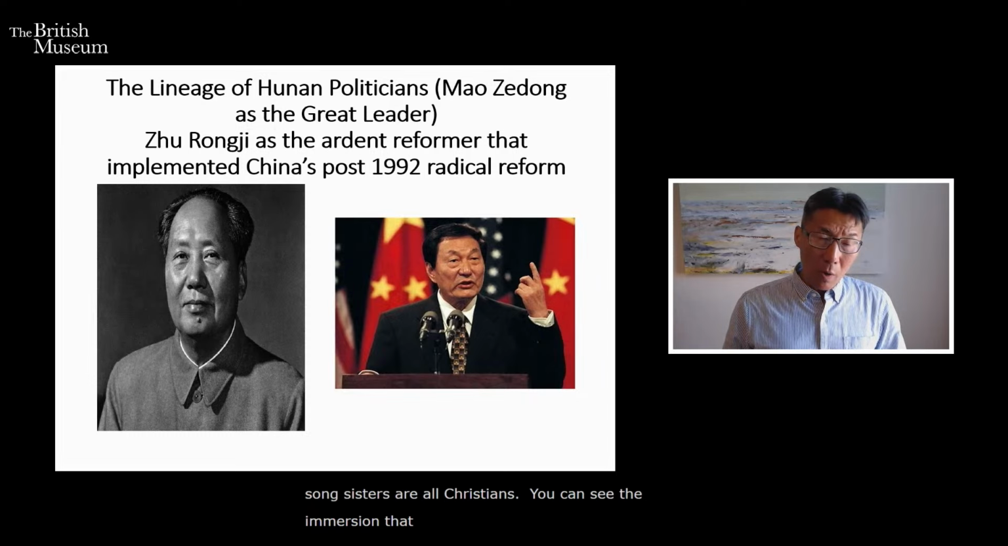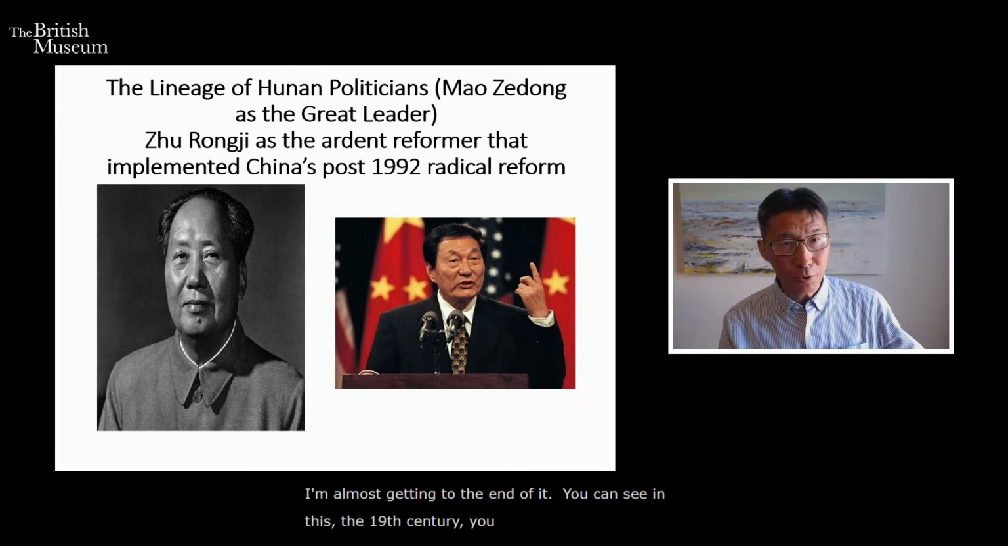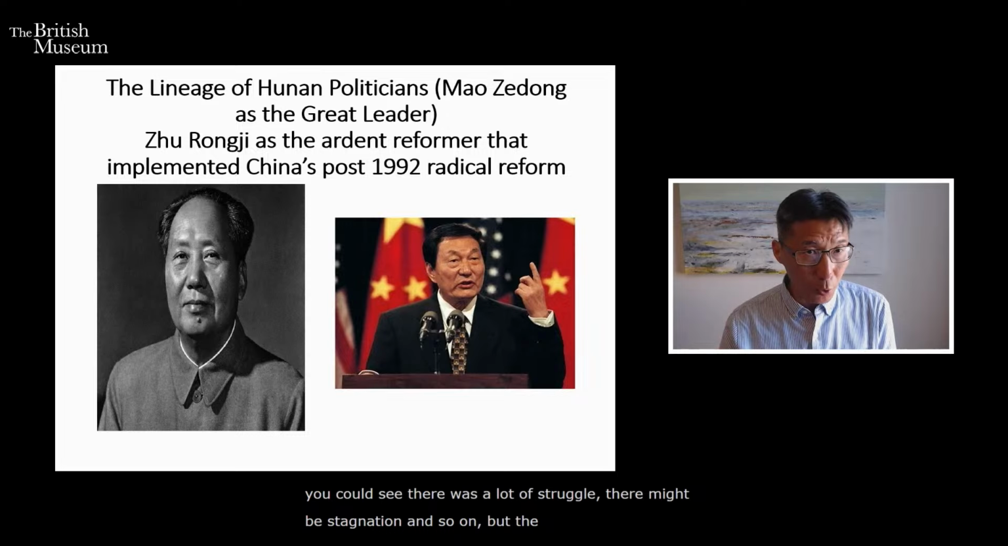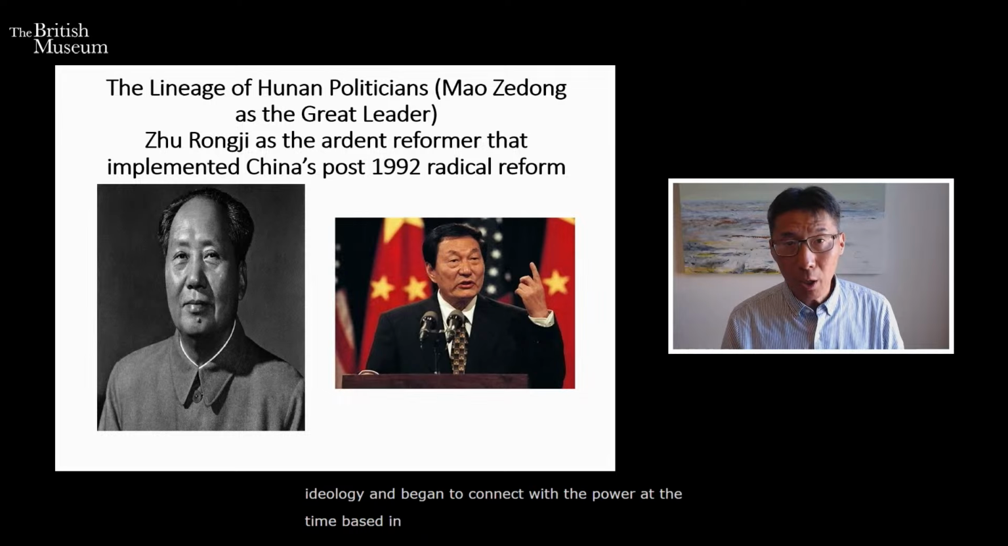So I'm almost getting to the end of it. You can see in the 19th century, although there was a lot of struggle, there might be stagnation and so on, it laid a very important foundation. The foundation is to some degree launched from the west, from the coastal area. However, it will not work if it does not connect with the internal Chinese forces. It was Kang Youwei, Liang Qichao, those people who internalized Western ideology and began to connect with the power, but at that time based in Hunan province. And that power started from Zeng Guofan, the one who suppressed the Taiping Rebellion.